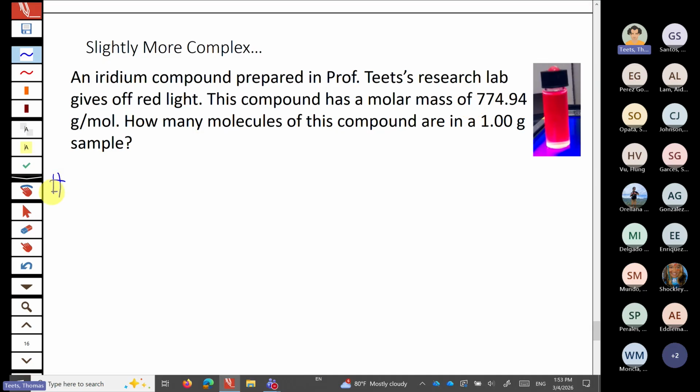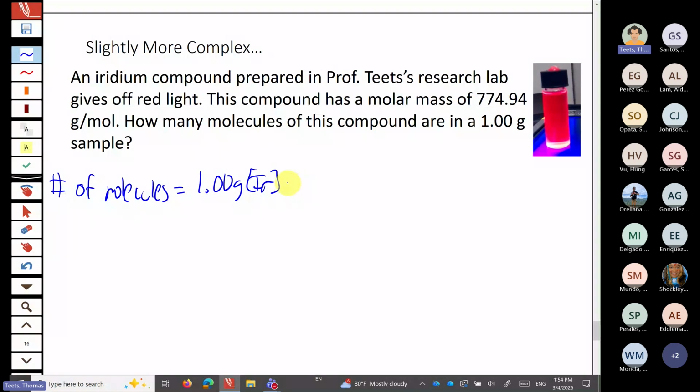All right, so the number of molecules that we would have, we can start with what we're looking for. Number of molecules, we write out what we're given. There's 1.00 grams of this compound. We don't know the exact formula, so I'm just going to write iridium in brackets because it has iridium in it, but we don't know the formula. We don't need it for this problem because we gave you the molar mass. We don't have to calculate that. We already have that number.